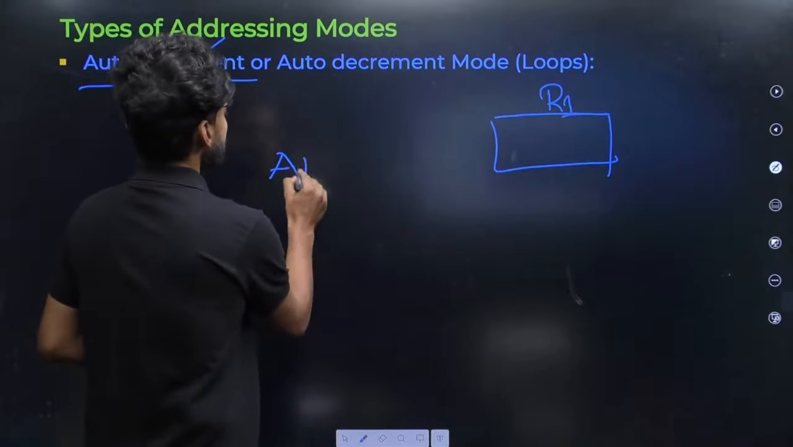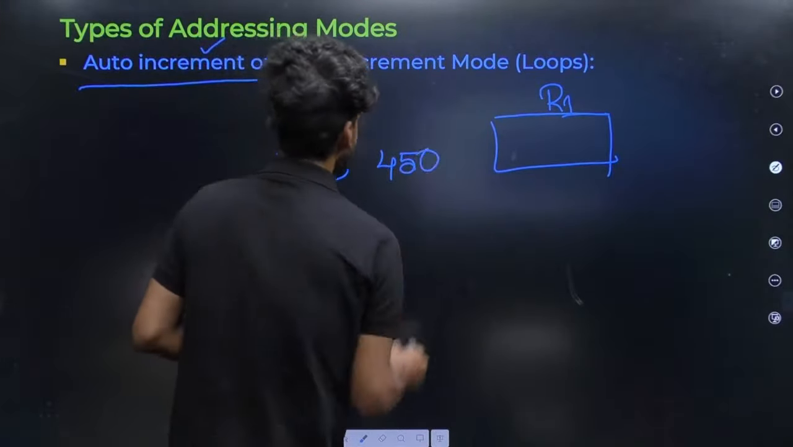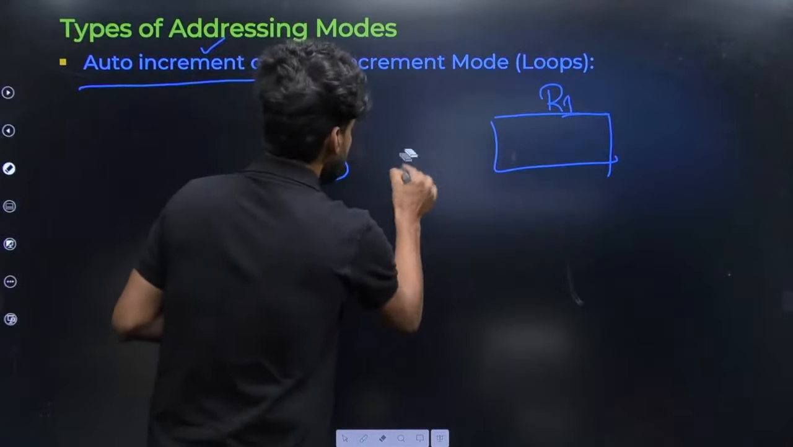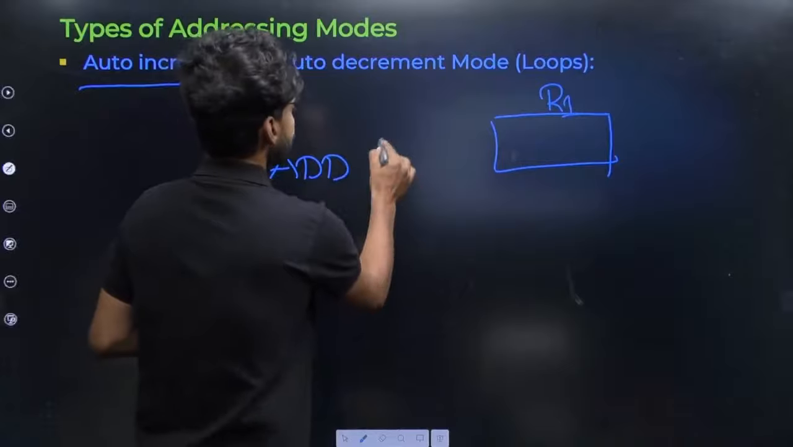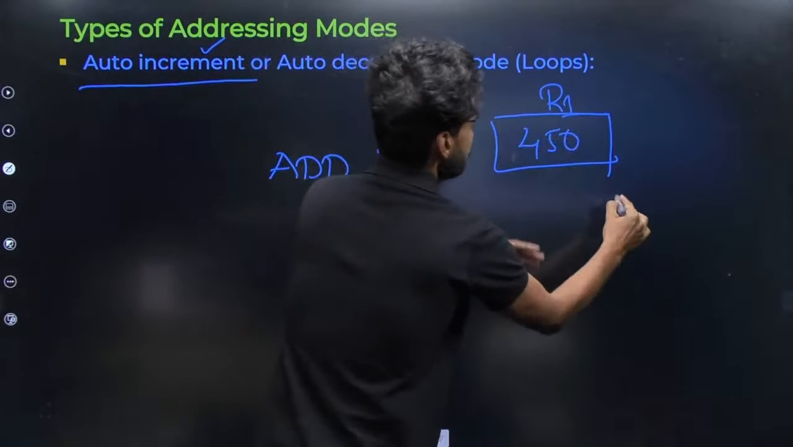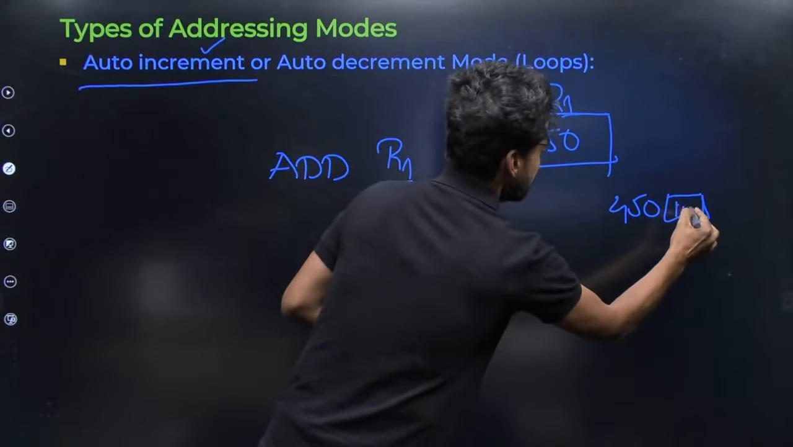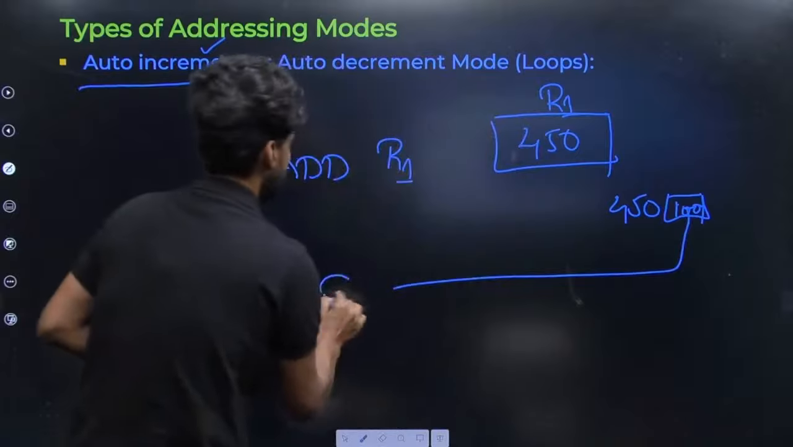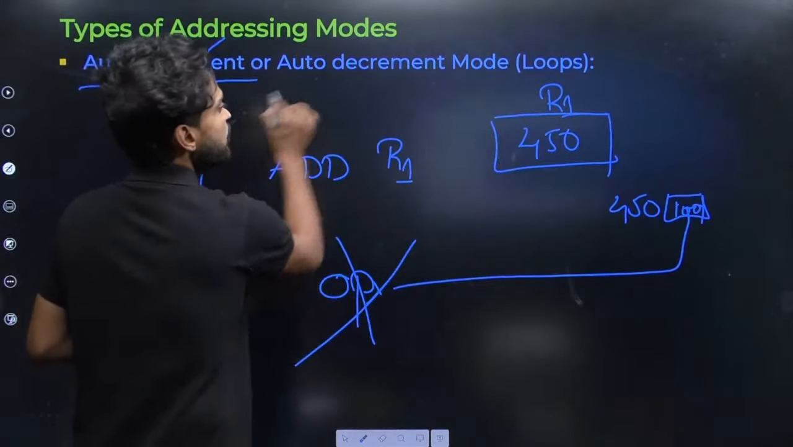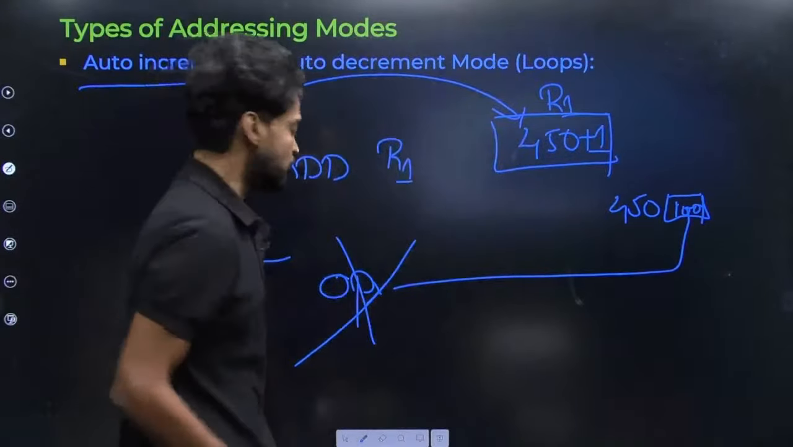Once again, the instruction is add R1. R1 is equal to 450. Now, going to 450, collecting the operand, performing the operation. The operation has been performed and finished, right after which we are going to R1 to increment it. This is auto increment addressing mode.